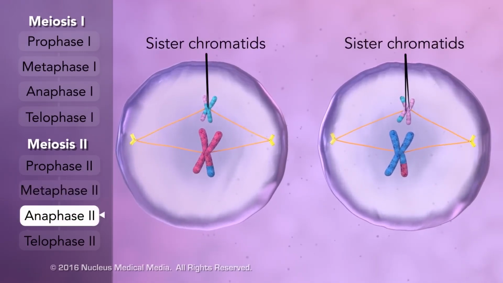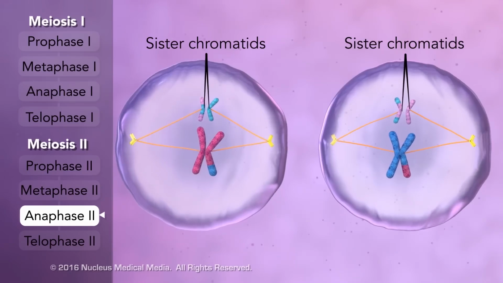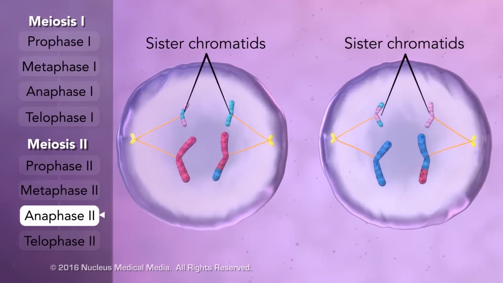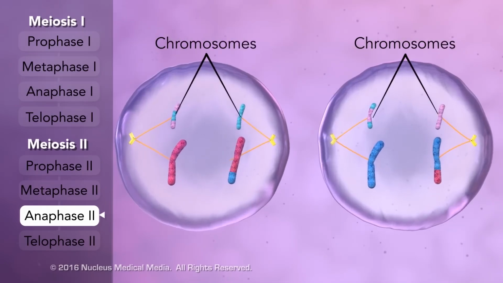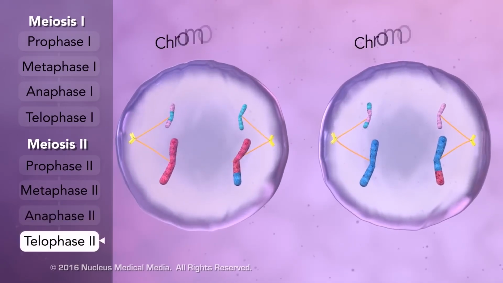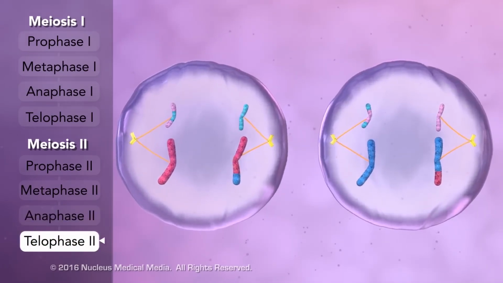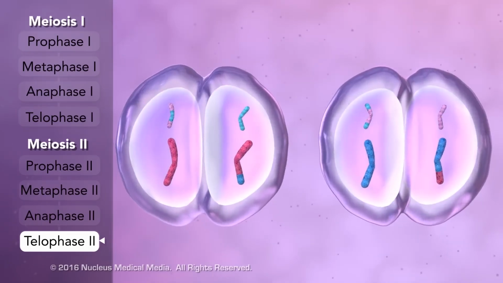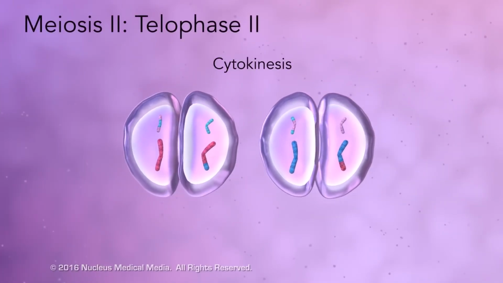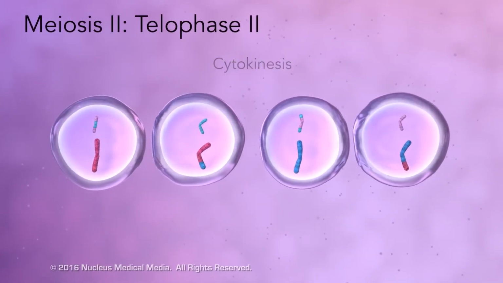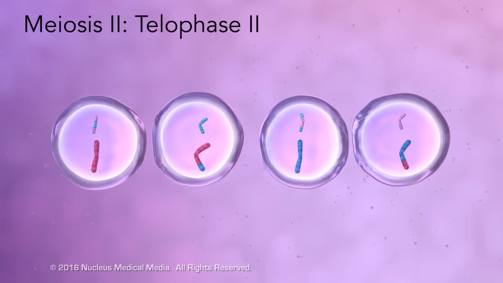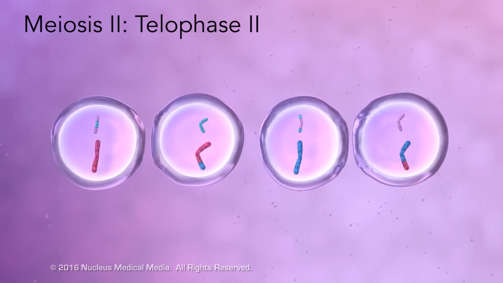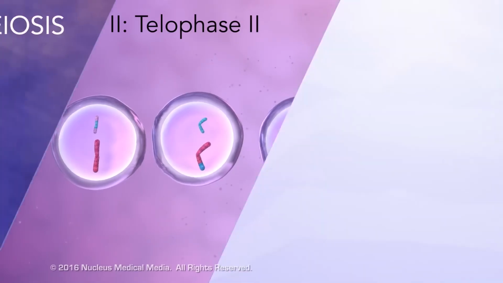During anaphase II, the sister chromatids of each chromosome separate and move to opposite poles. Once the sister chromatids separate, they are called chromosomes. Finally, during telophase II, the spindle fibers disappear and nuclear membranes reform. And cytokinesis occurs in both cells. Meiosis II ends with four genetically different haploid daughter cells, each containing only one set of chromosomes.